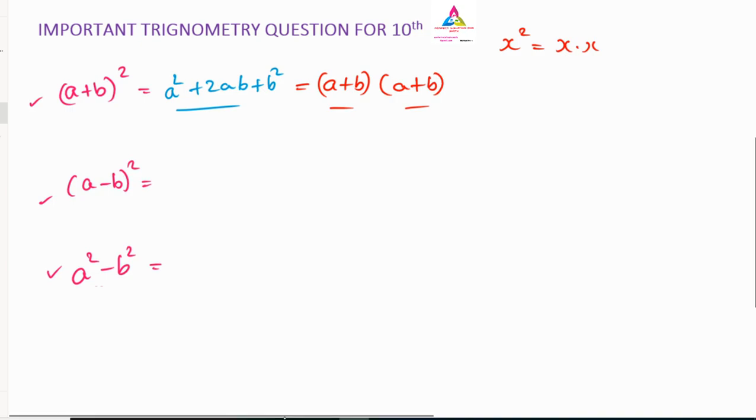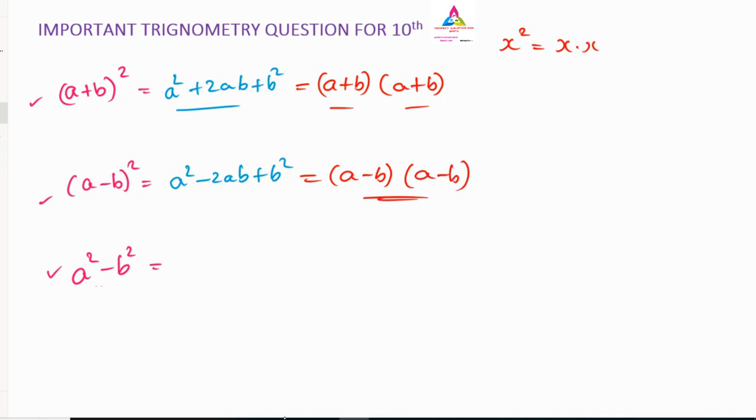Similarly, coming to a minus b the whole square, again you know a square minus 2ab plus b square is the correct answer. But this one can also be written as a minus b into a minus b. In trigonometry this is very important, so you have to remember this. And coming to the last one, that is a square minus b square, it is simple, that is nothing but a plus b into a minus b. So these three identities we will use most number of times.